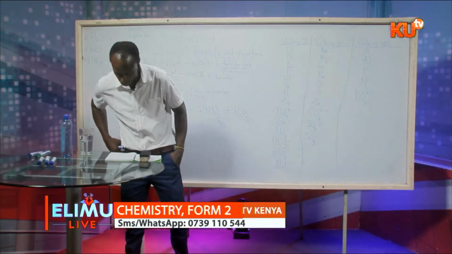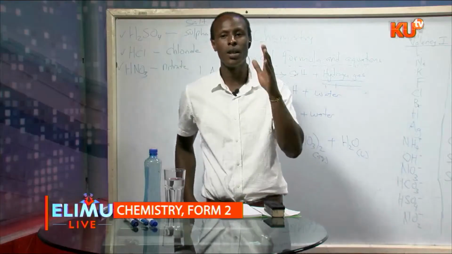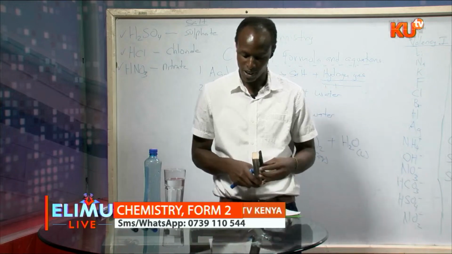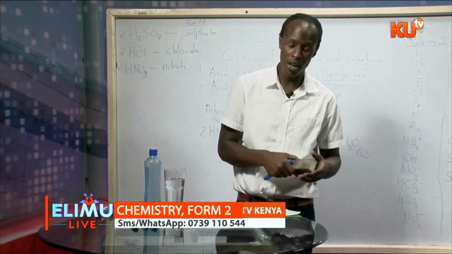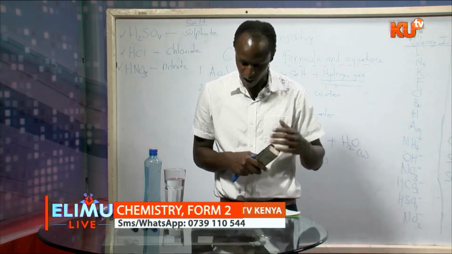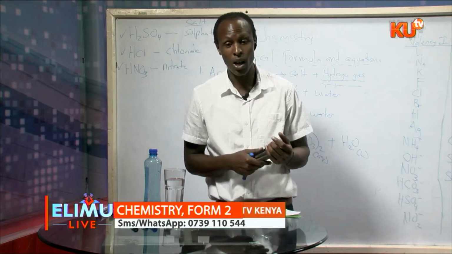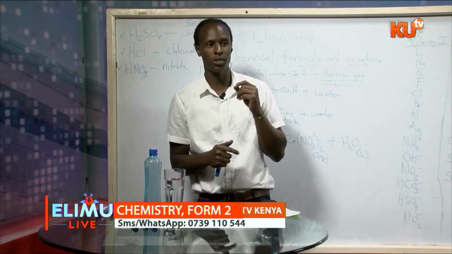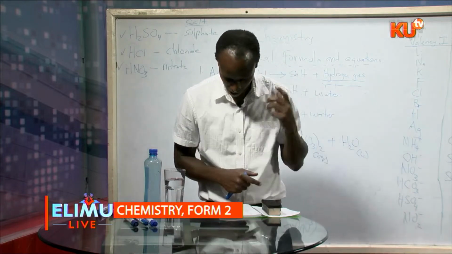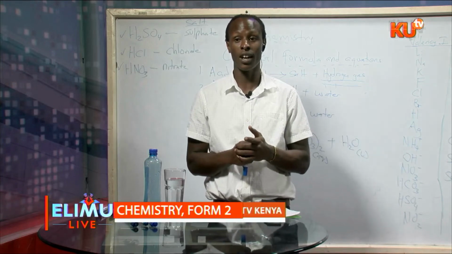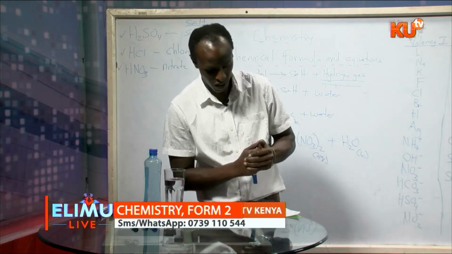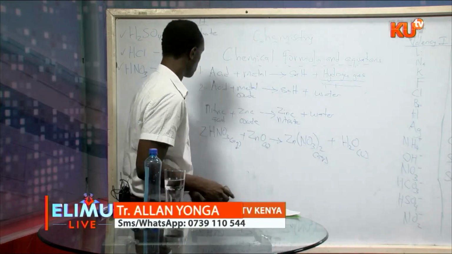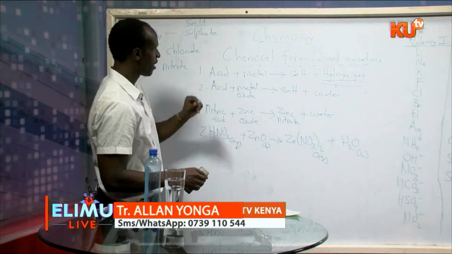At home you can attempt to write this one: magnesium oxide plus hydrochloric acid. You can send your answer through the number below your screen, and we can see how you have done. The second one is iron 3 oxide plus nitric acid. So that's another reaction between an acid and a metal oxide.